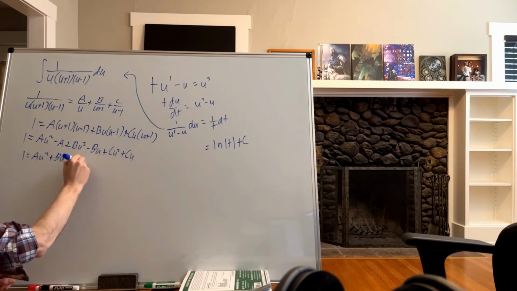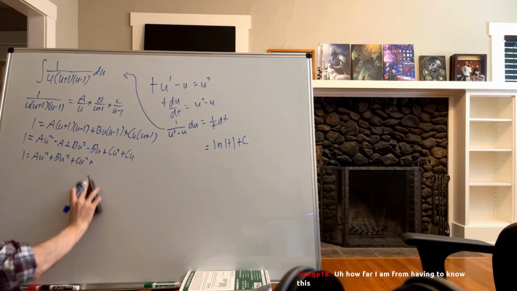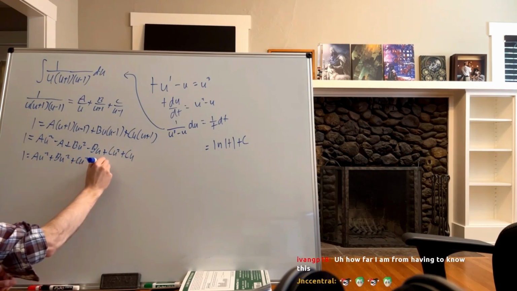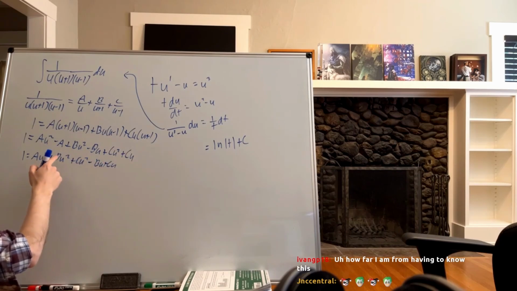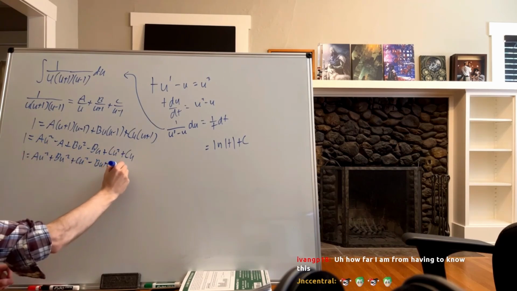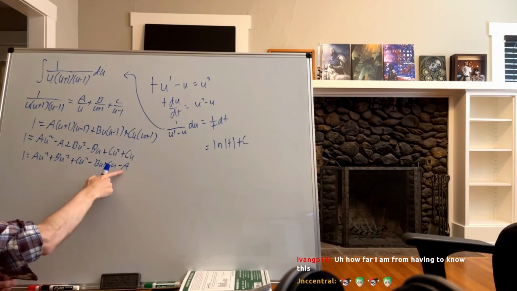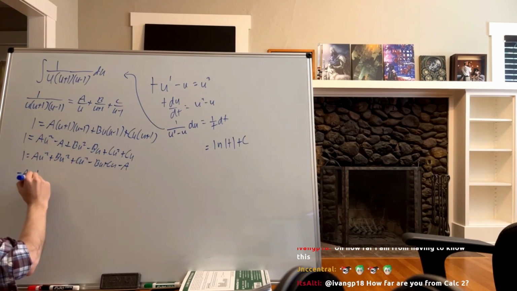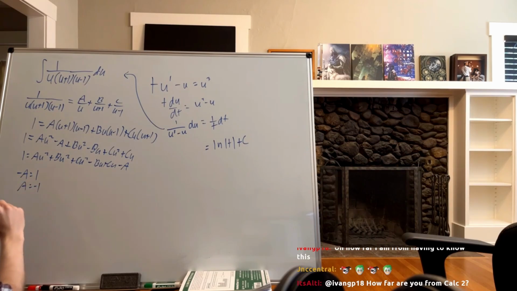Plus bu squared plus cu squared. Now all the u terms, we have minus bu plus cu. And then all the constants, minus a, and that's it. So that gives us a nice easy one because the constant in a constant, minus a is equal to 1. A equals -1. Now we just have to work on the other b and c.